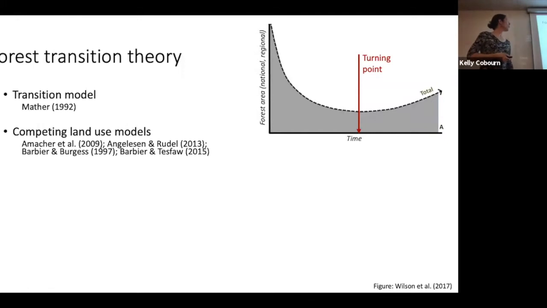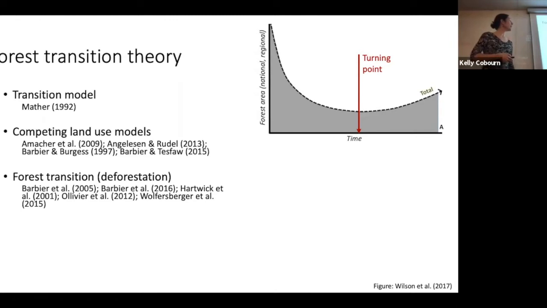So building on the work of Mather, there have been a number of models developed that look at competing land uses, primarily primary forest and agriculture. This is in the economic literature. And then also in economic literature that looks at this forest transition, and understanding the drivers behind it and the roles of different factors like tenure costs in determining the turning point.